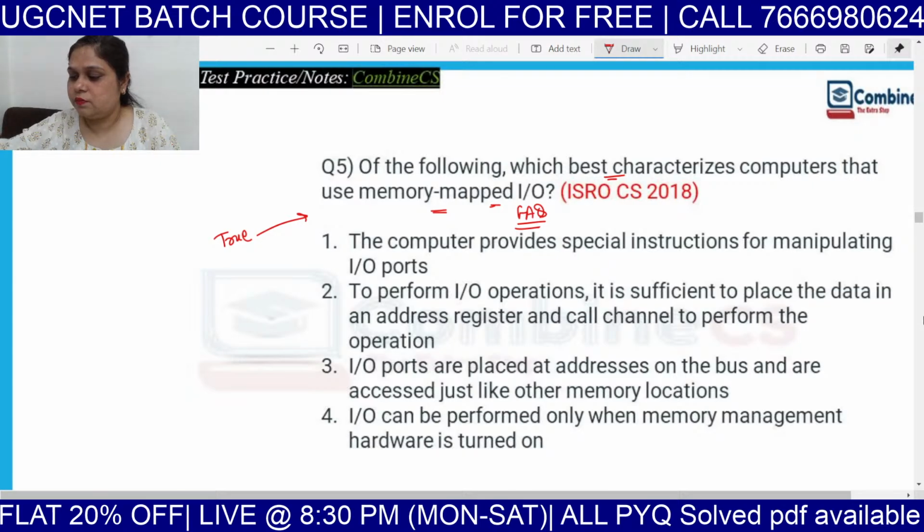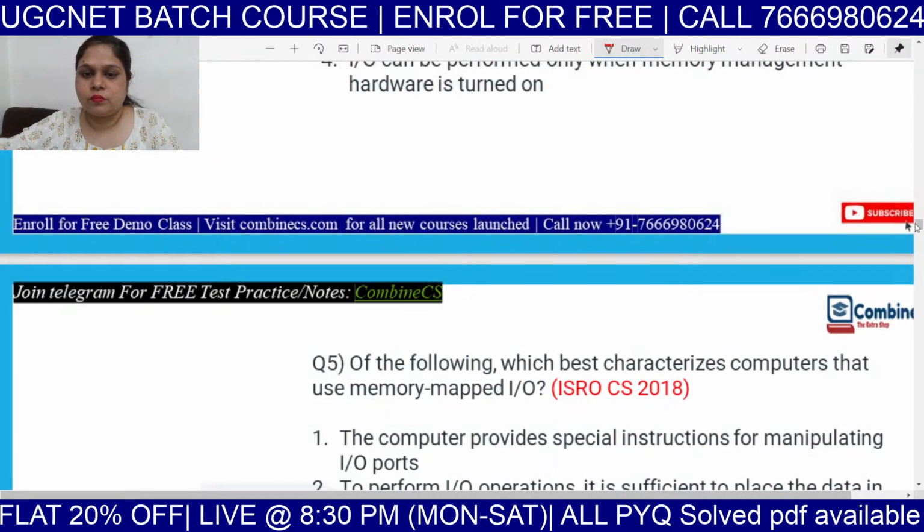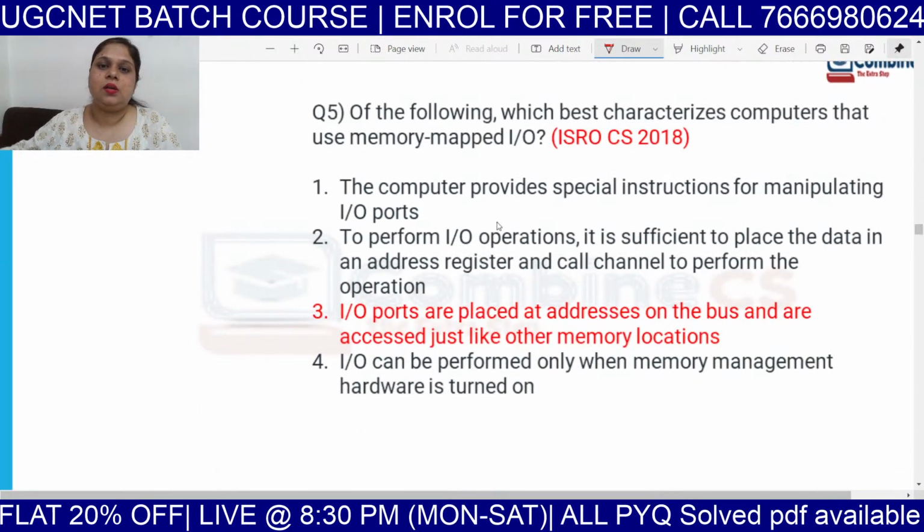Option number C. Now let us see the correct answer. So memory mapped input output. The computer provides a special instruction for manipulating input output ports. No. To perform input output operation, it is sufficient to place the data into the address register and call channel to perform the operation. No. Input output ports are placed at addresses on the bus and are accessed like other memory locations. Input output can be performed only when memory management hardware is turned on. No, here no hardware is needed.